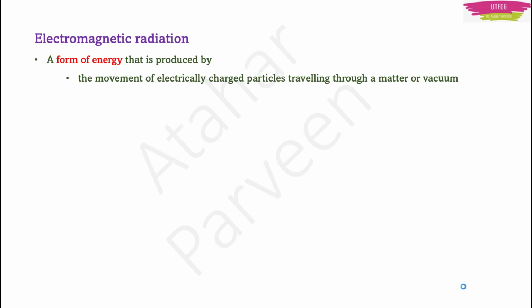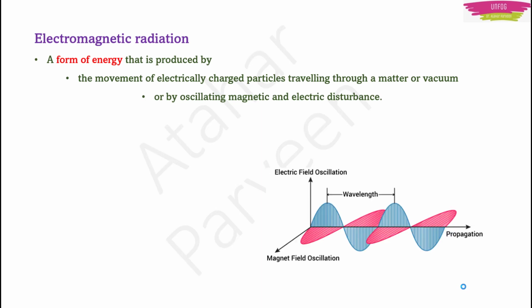Now it will become easy for us to understand electromagnetic radiation. Like what are electromagnetic radiations, how they are created, what are their uses, what is their speciality, what are their properties and all that. Okay. So electromagnetic radiation, as I told you earlier, is a form of energy. And how is it produced? These radiations can be produced in two ways. One way is by the movement of electrically charged particles traveling through matter or vacuum. The second way is that just by oscillation of magnetic and electric disturbances, you can get electromagnetic radiation.